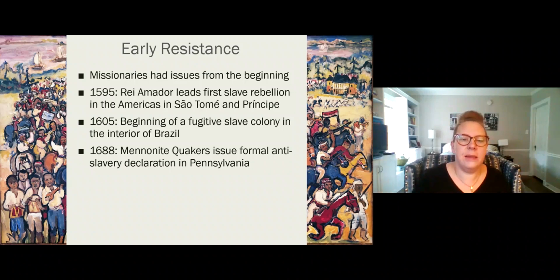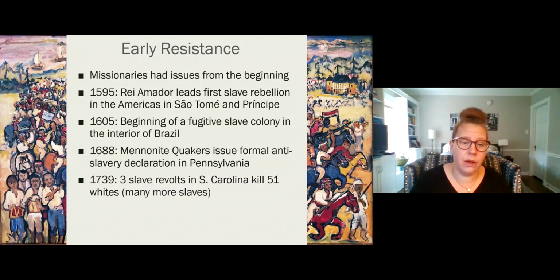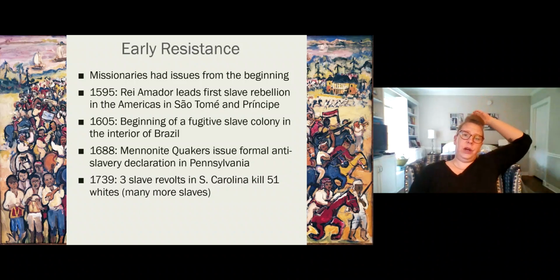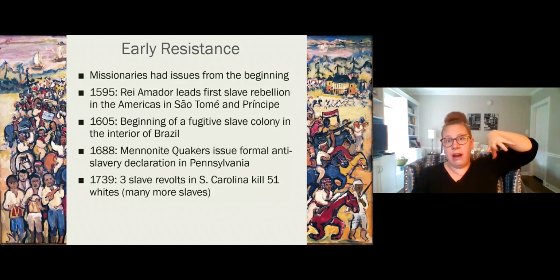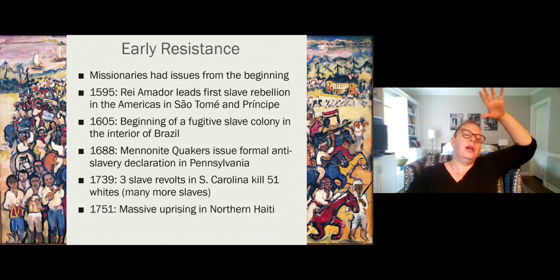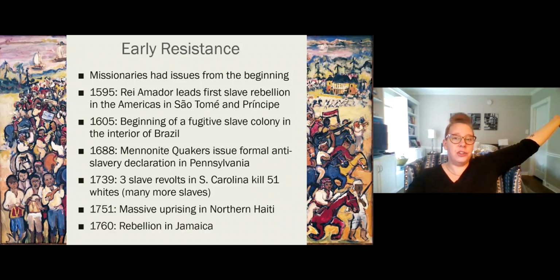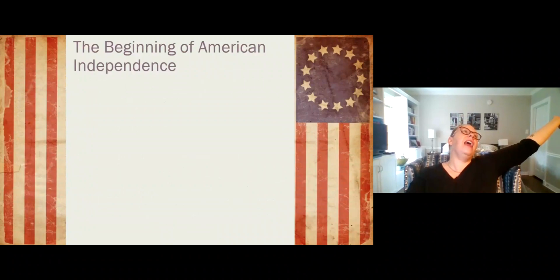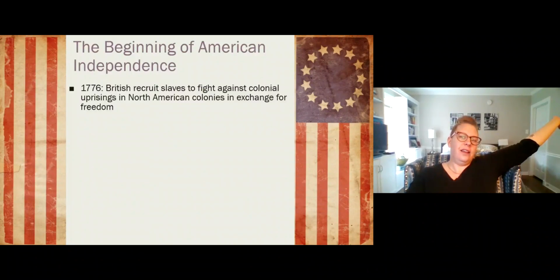1688 in the United States, the Mennonites issue a formal anti-slavery declaration in Pennsylvania. It was the first declaration like this created by white people. 1739, you have 3 slave revolts in South Carolina. If you've heard of the Stono Rebellion, that's kind of there. They kill 51 white people. Way more slaves died than 51, but this was enough to scare a lot of people into being more brutal with their slaves. 1751, you start getting big resistance in Haiti and then Jamaica. And then we get the American Revolution, okay?